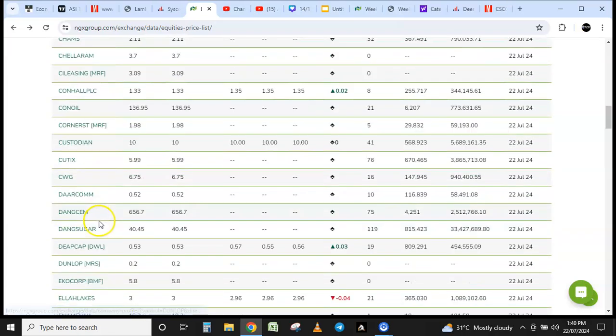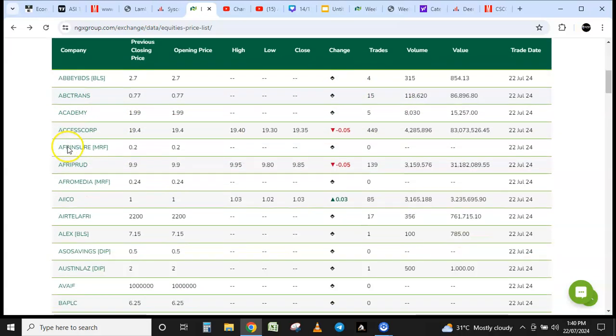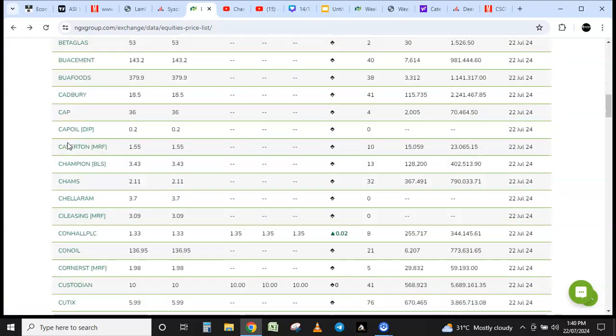So that's it. These are the stocks in the Nigerian Stock Exchange. Here we show you the volume, the value, the percentage change as the day is going on, and how many trades have been taken for the day. Then you come down here, you see asset scope ranging from A to Z.